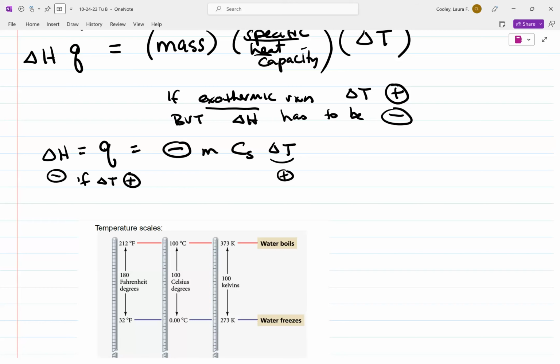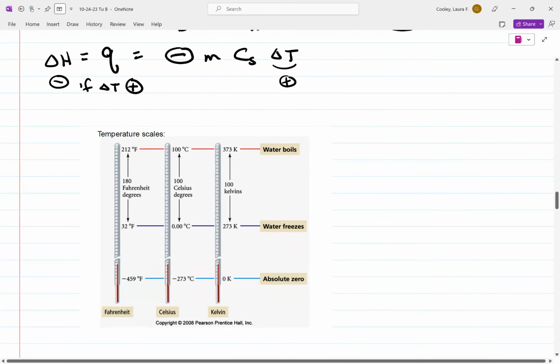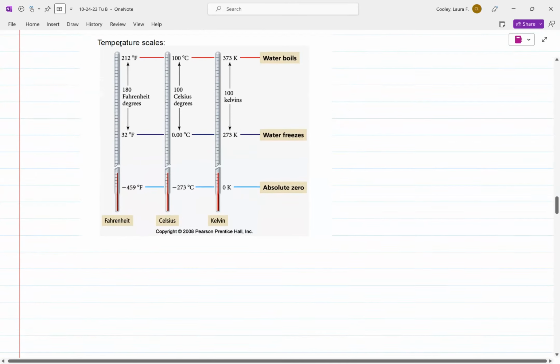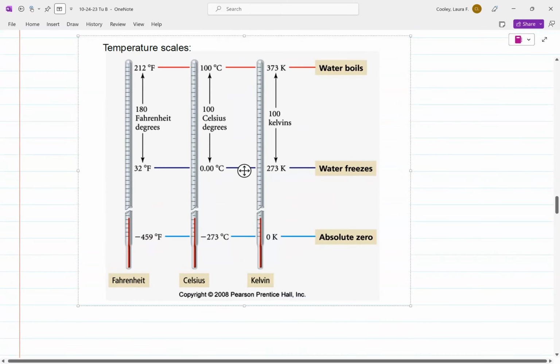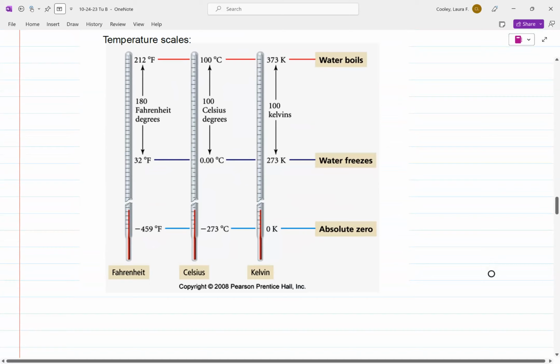And so anyway, but I want to go over something. We've been talking about change in temperature and all this stuff, and I don't even know where maybe you have learned about temperature scales. And, you know, we use the Celsius temperature scale most of the time in science, at least.